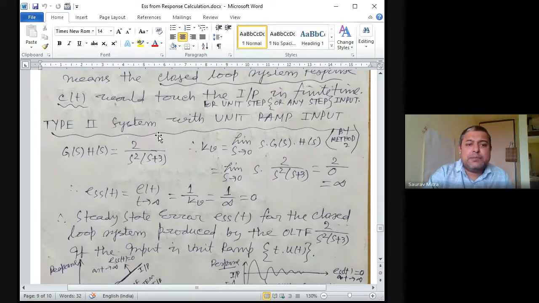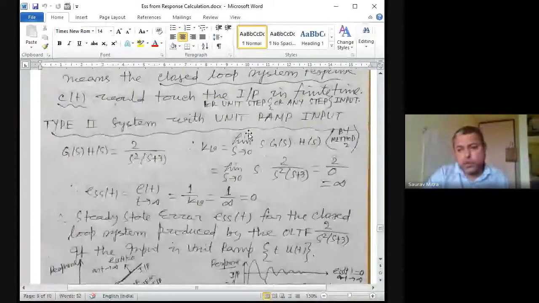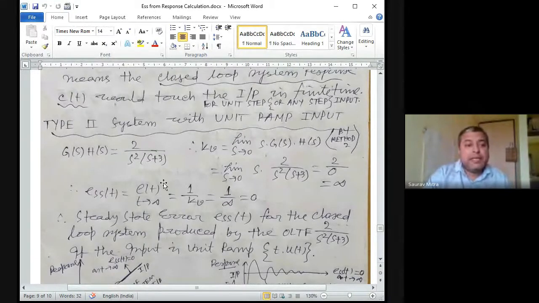Second case, a type 2 system with unit ramp. I have not done all this by method 3, because you can get everything by using the code that I have generated. I calculated it from method 2 only, and I could not show you these outputs during the lab. That's what I have drawn. Just find out what is Kv, given G(s)H(s) equal to 2 by s square into (s plus 3).